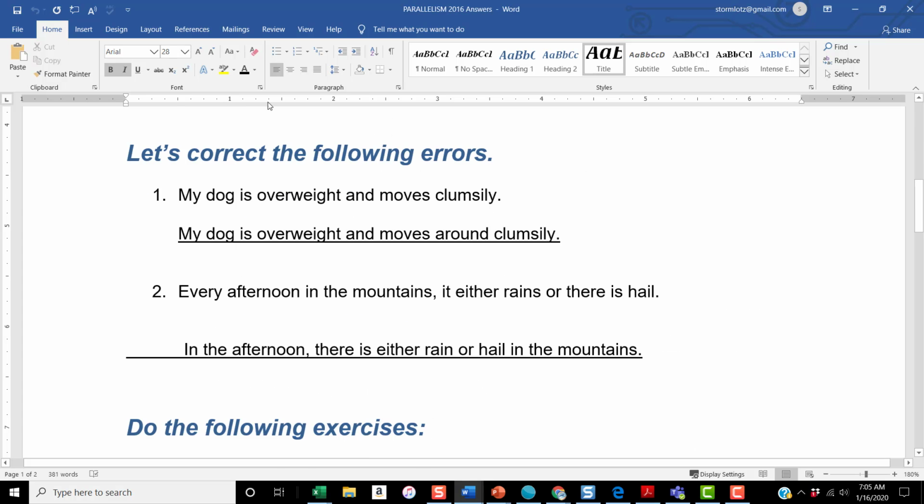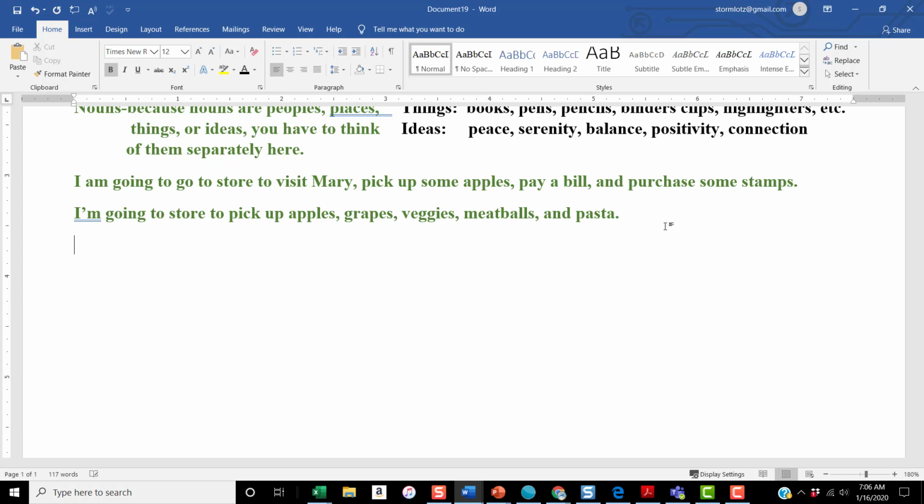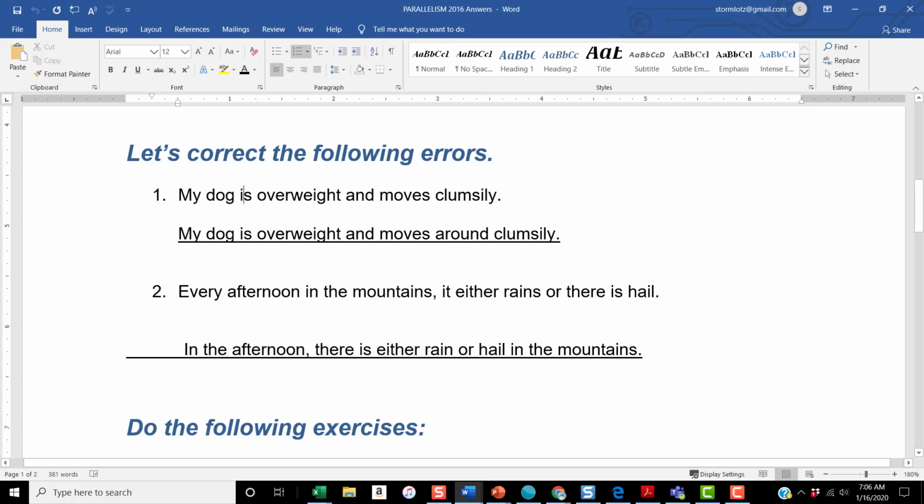Alright. So my dog is overweight and moves clumsily. Alright, so we have what's called to be verbs in English. To be verbs in English are am, is, are, was, were, being, and been.